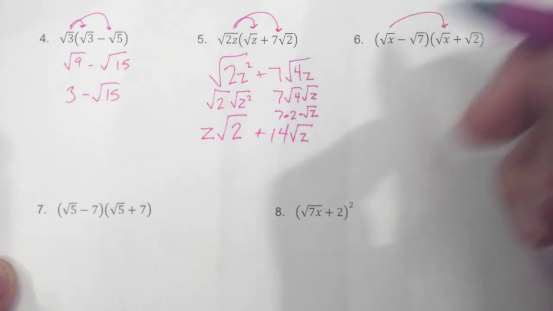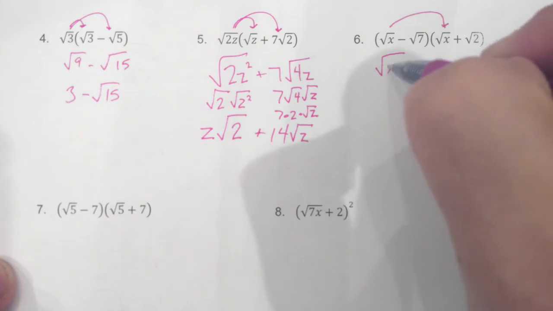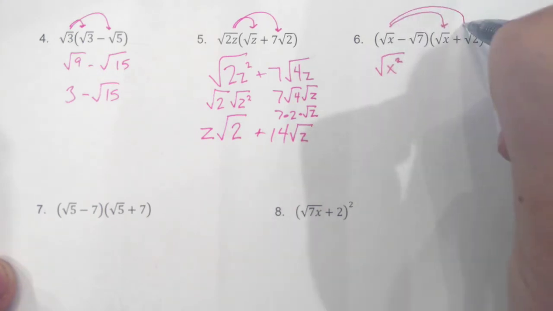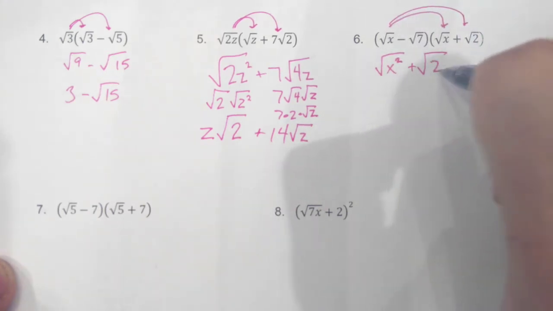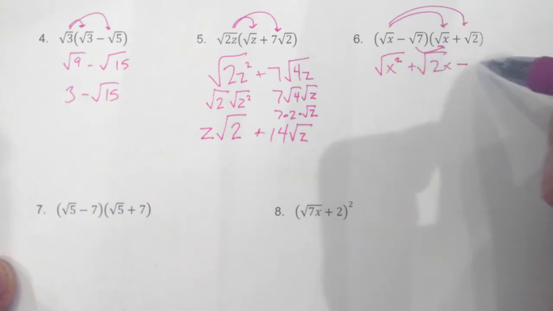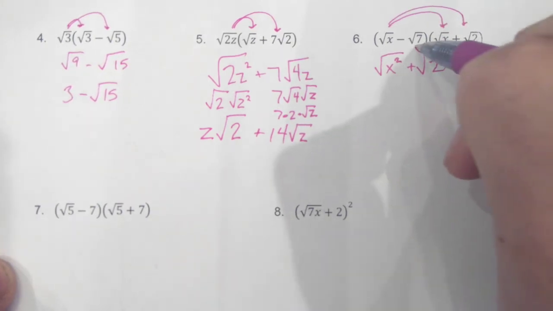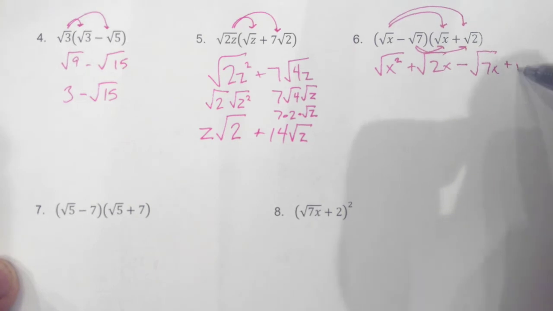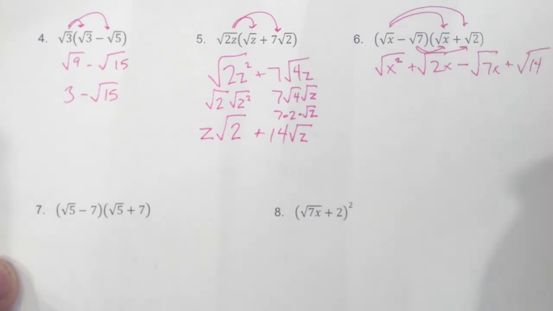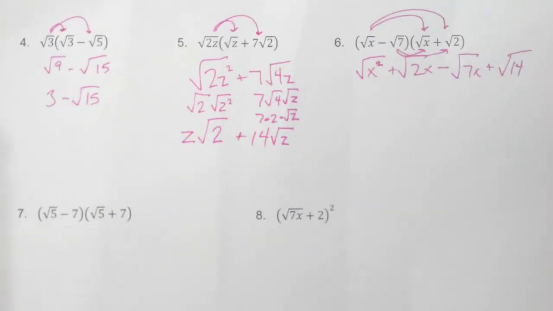Number 6, let's see how you did. The square root of x times the square root of x would be x times x, which is x squared. X times 2 is 2x. 7 times x is 7x. And 7 times 2 is 14. Which of those, if any, simplify?